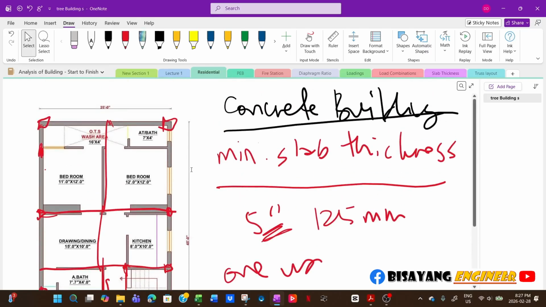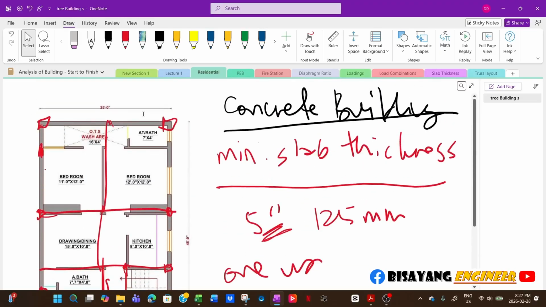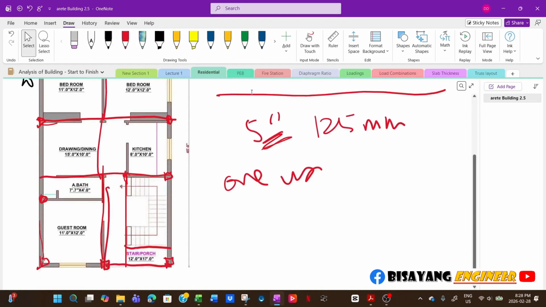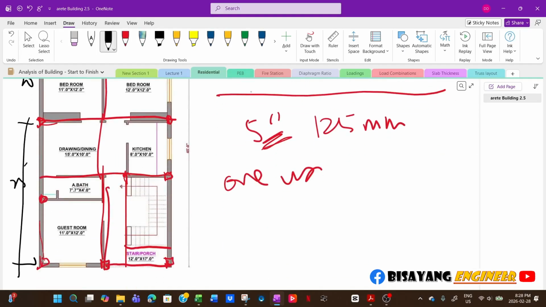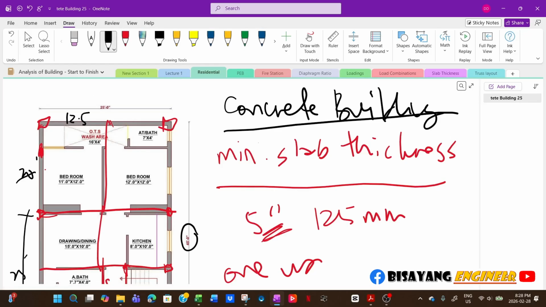Now, for the sake of discussion, so this is 12 and then this is 25. Or no, because we don't have dimensions, this is probably 20 and this is 12.5. So if this is 12.5 and then there's 20 feet, and then this one here is 25, the total from here up to here is 45. So for example, this is 20 feet. That means this becomes a two-way slab because your long span is less than twice the short span.